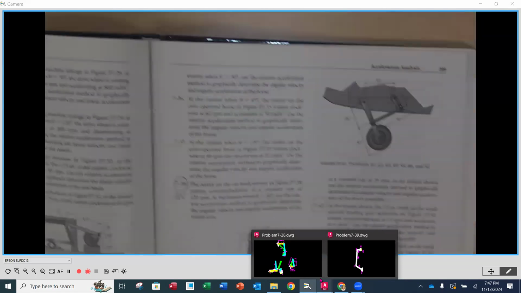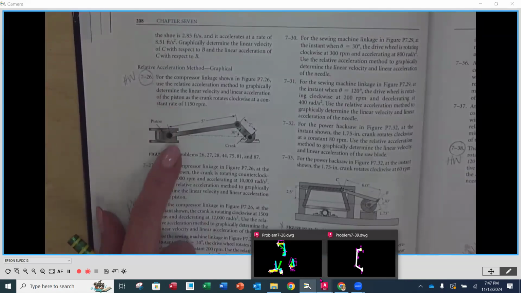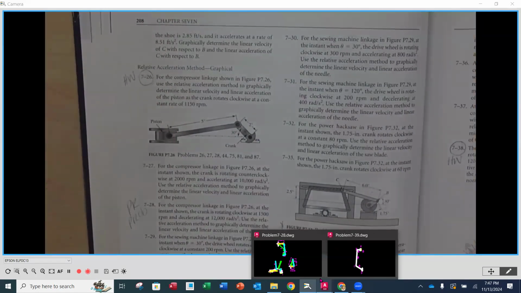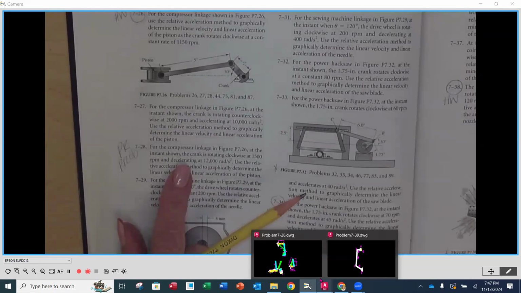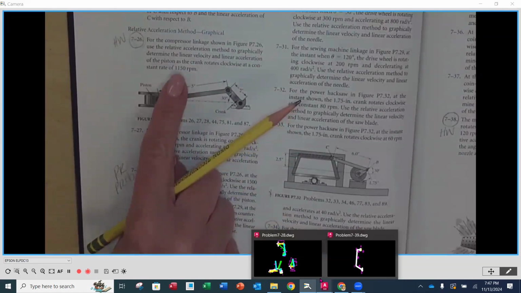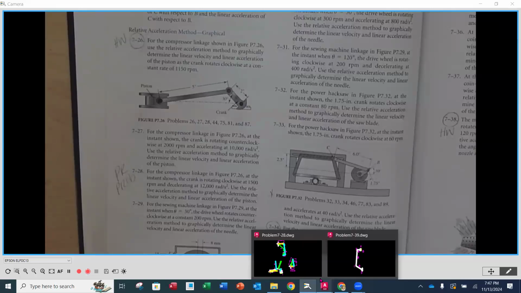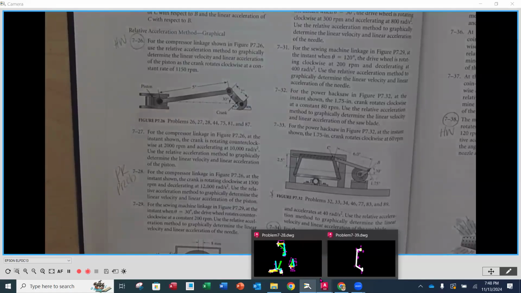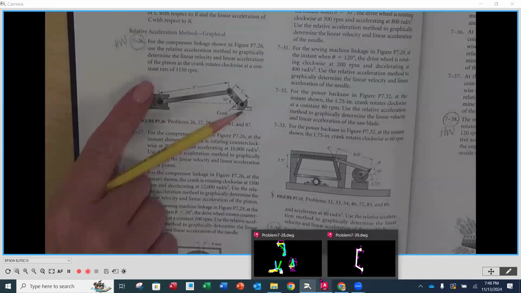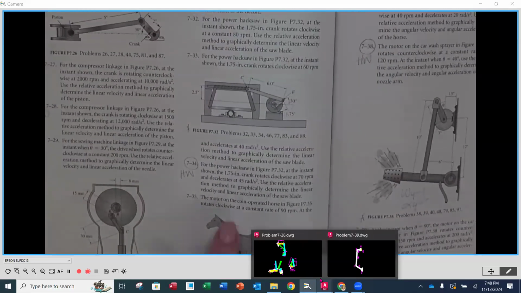Then turning the page, your homework problem is going to be 7.26. This is this compressor link right here. We had strategically done 7.28 so that you have a good example of process for this problem up here. Okay, so there are some differences in the rotational speed and such. So same process, same diagram, it's just going to be some different numbers. So that's number 26.